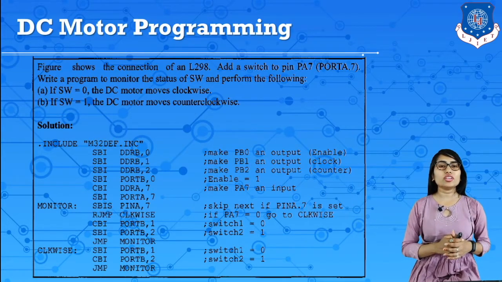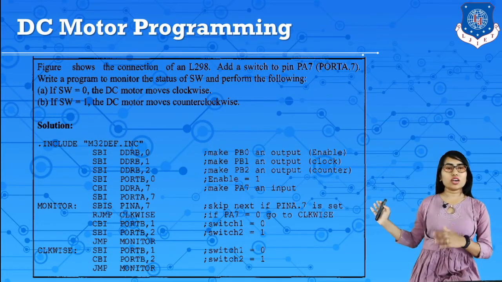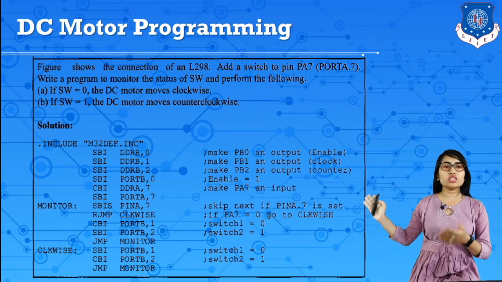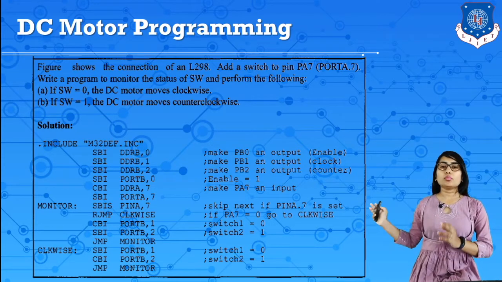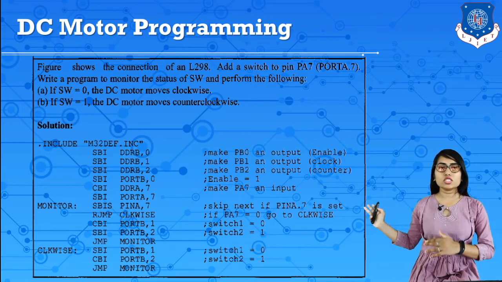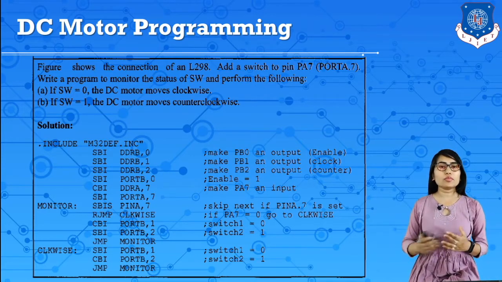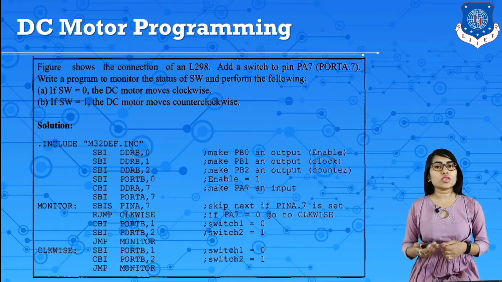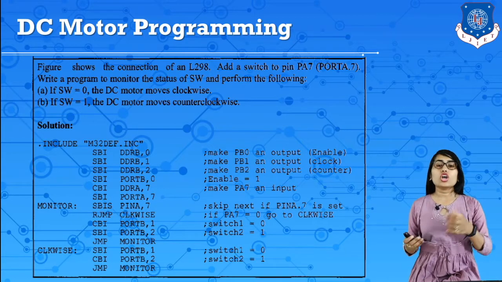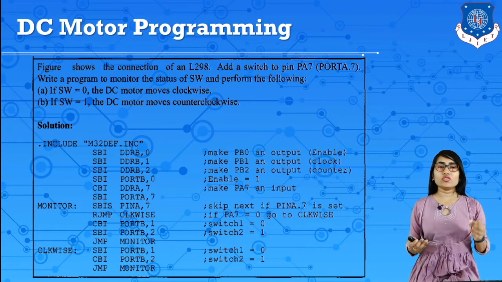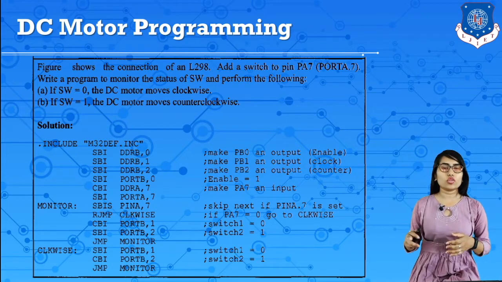So a DC motor can be programmed like this. As previously shown in the figure, the figure shows the connections of L293. Add a switch to pin A.7, and write a program to monitor the status of the switch and perform the following: if the switch is equal to 0, then the DC motor moves clockwise, and if SW is equal to 1, then the DC motor moves in an anti-clockwise direction.